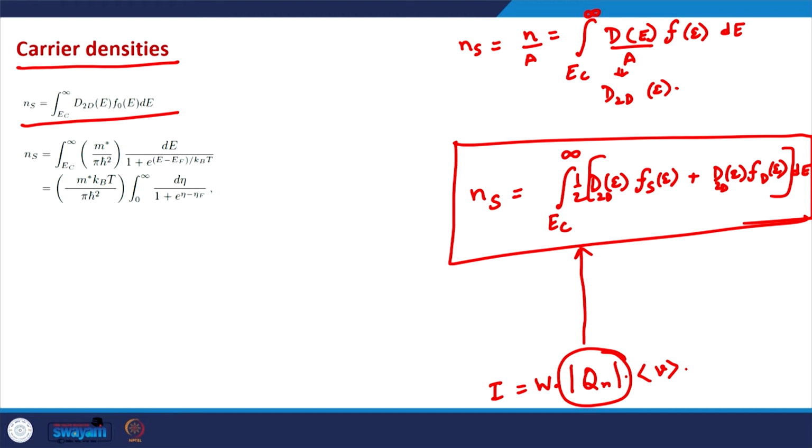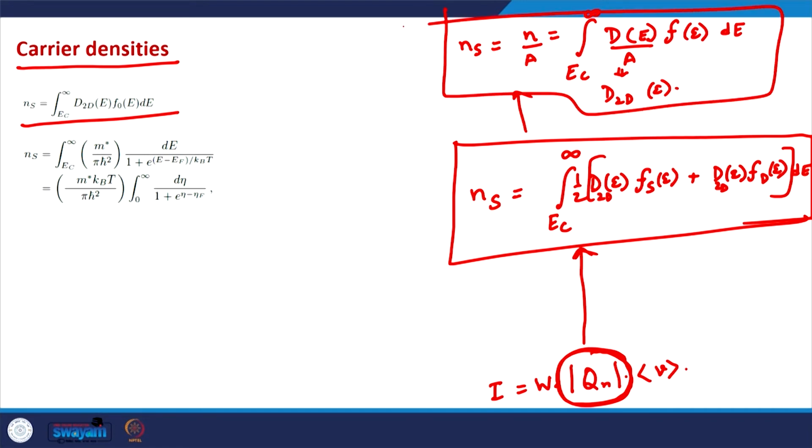Please keep this in mind, this is an important parameter and it depends on the electrostatics of the MOSFET that we will study in coming discussions, but a straightforward way to calculate the carrier density, the charge density, the number of electrons per unit area in the channel is by using this expression. So, in order to calculate this expression, let us first see how it actually looks.